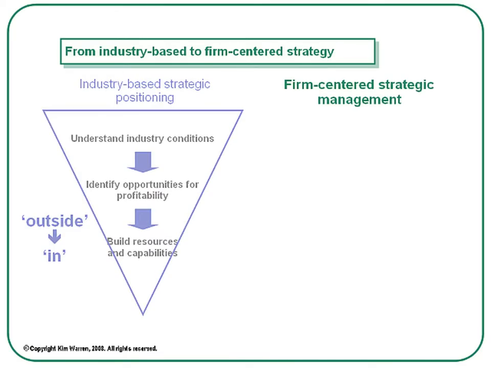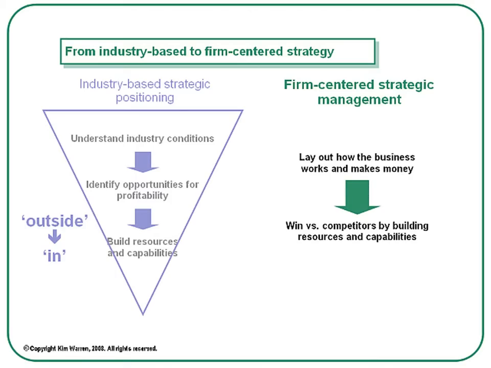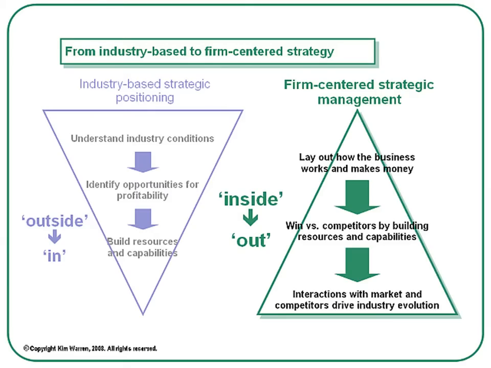In a firm-centred approach to strategic management, we start by laying out how the business actually works and makes money. We then see how it can succeed in that aim when it's competing against rivals by building the resources and capabilities it needs. And finally, we can see how these interactions between competitors and the market they're operating in actually drive industry evolution. This then is more of an inside-out approach to strategy.